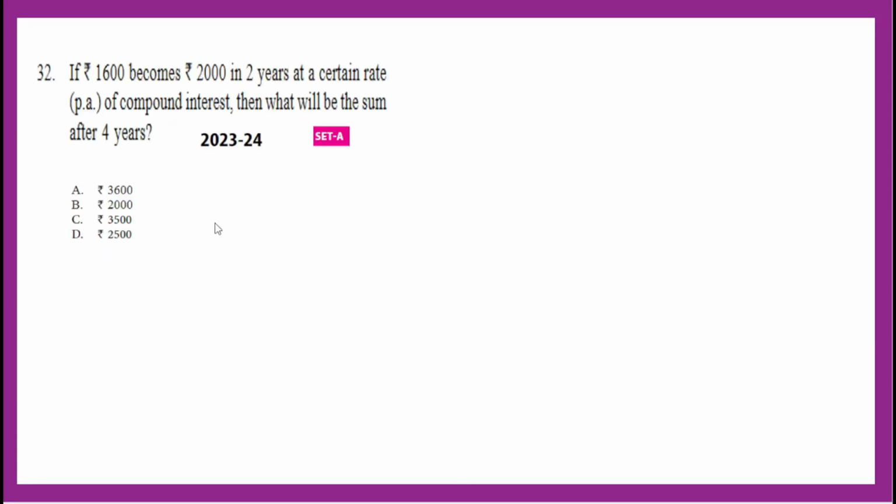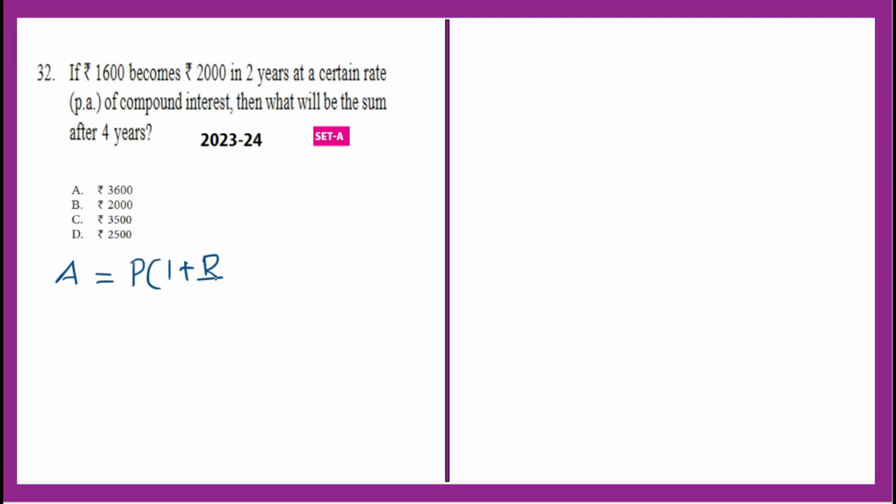Now this one from 2023-24 set A: given that rupees 1600 becomes rupees 2000 in 2 years at a rate of compound interest, try to find out the sum after 4 years. Here we have the formula for finding amount after n years at the rate R of compound interest on principal P: A equals P times 1 plus R by 100 whole to the power n.